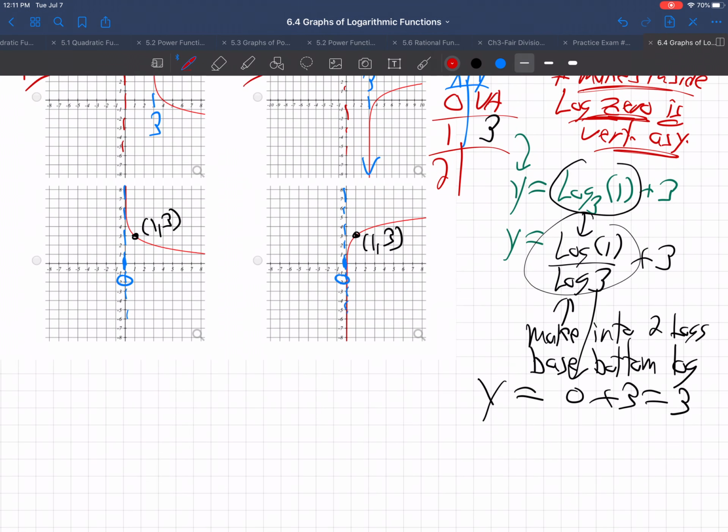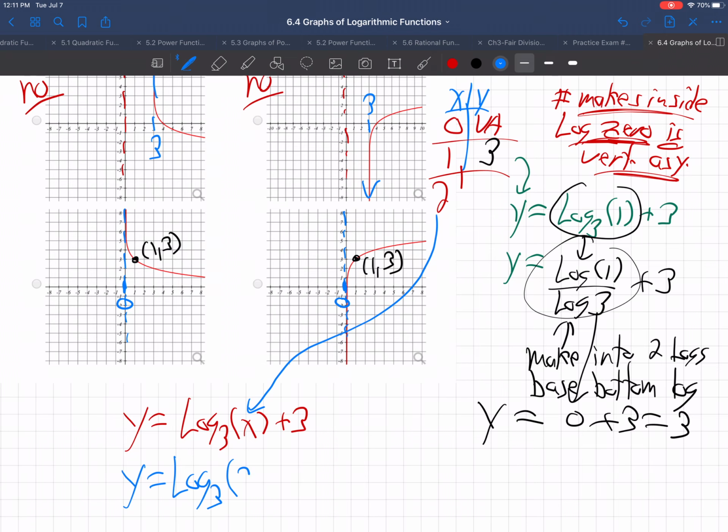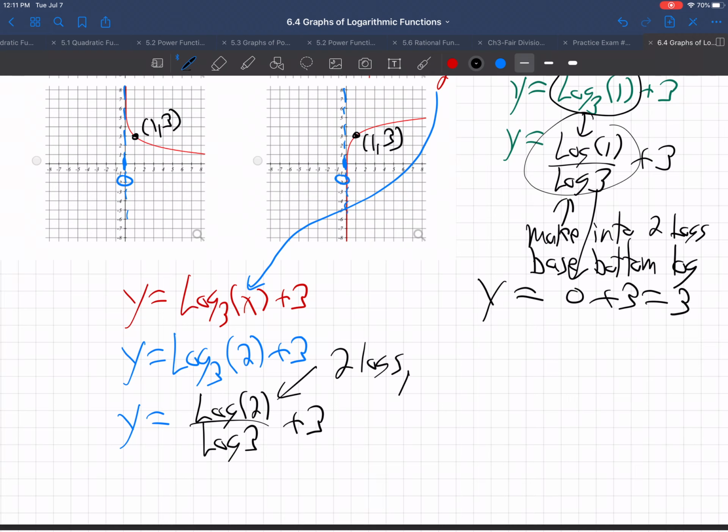So when you plug in 2, bring it over here, y equals, what was our equation? Log base 3 of x plus 3. And so if you plug in x equals 2 right there, then you get log base 3 of 2 plus 3. And how do you figure that out? Remember, again, you make it 2 logs, and the base log goes to the bottom, like that. That's how we figure those out in our calculator.